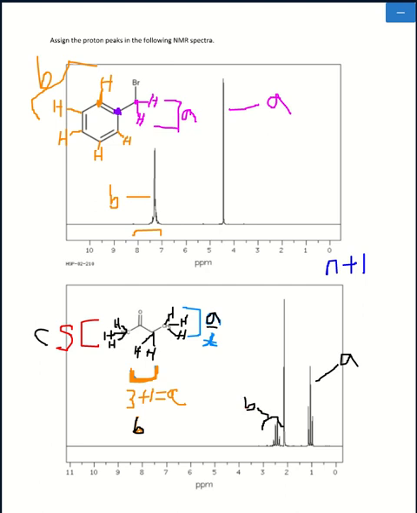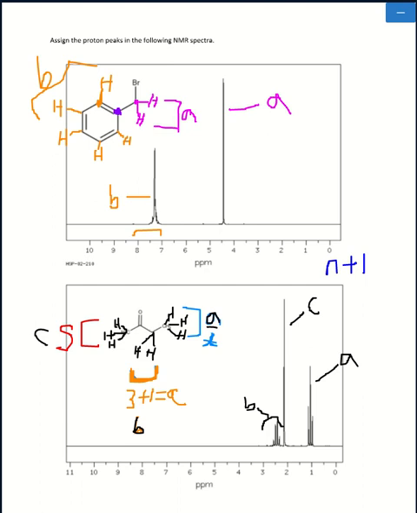And then finally, environment C. Those 3 hydrogen are bound to a carbon that has no neighboring carbon with hydrogen attached. Therefore, 0 plus 1 adds up to 1. That will show up as a singlet. This very tall peak is a singlet, therefore that will get labeled as C. And that is how to solve that one.